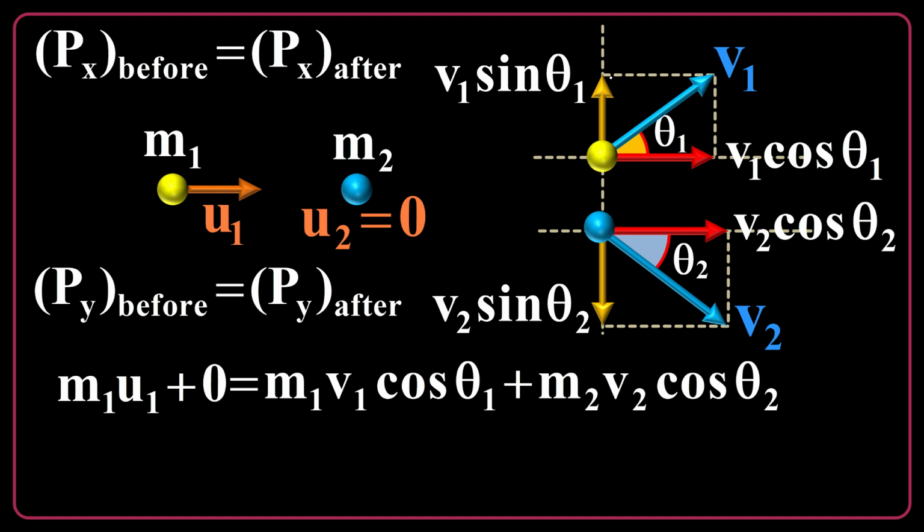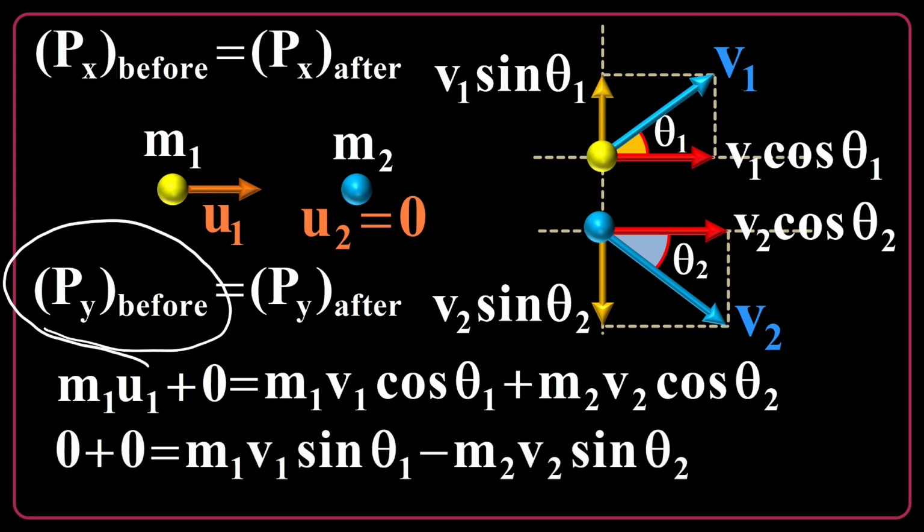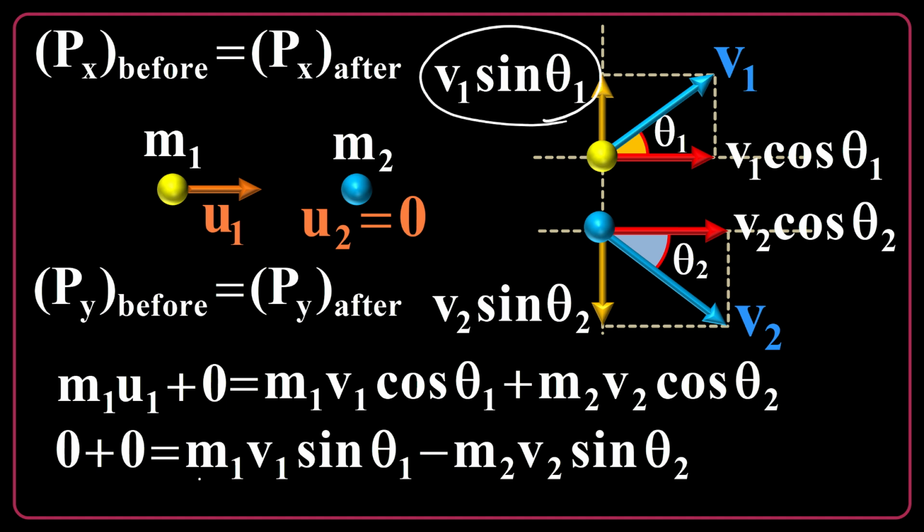Now let's use the conservation of momentum in vertical direction. Fortunately, in vertical direction, according to our proper coordinate selection, I have no components before. But after the collision, I multiply this one by mass, and it's going to be the momentum in vertical direction after for object number 1, and it's the momentum for object number 2 in vertical direction.